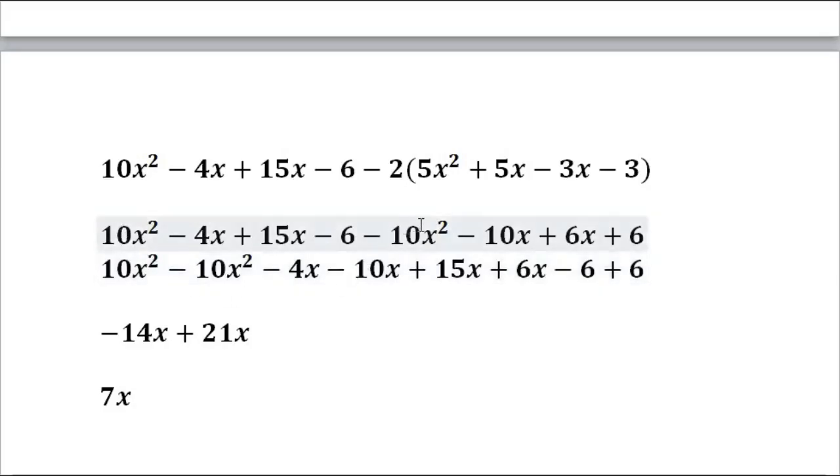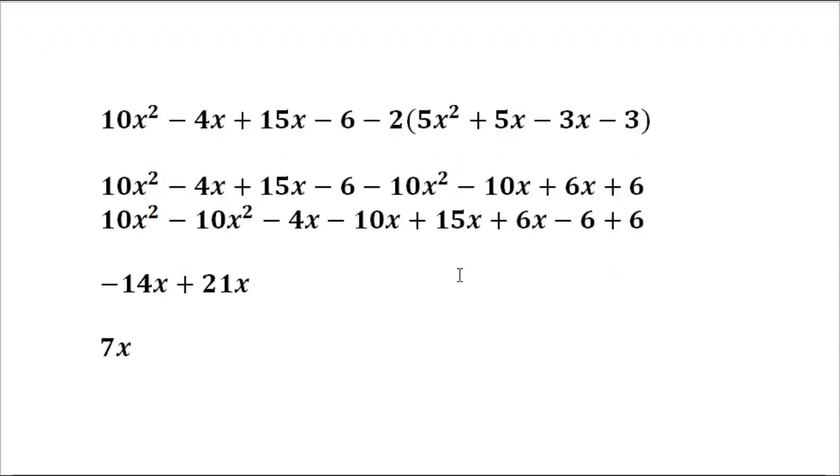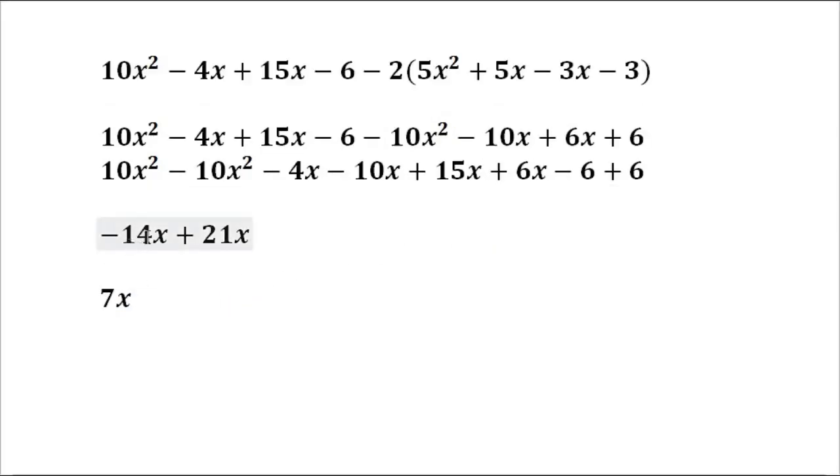Positive 10x squared, negative 10x squared, negative 4x, negative 10x, positive 15x, positive 6x, and now constant terms, negative 6, positive 6. Positive 10x squared and negative 10x squared will cancel each other out. Same as negative 6 positive 6 is 0. We have negative 4x negative 10x, which is negative 14x, and positive 15x positive 6x is positive 21x. Negative 14x positive 21x gives us positive 7x, which is our simplified algebraic expression.